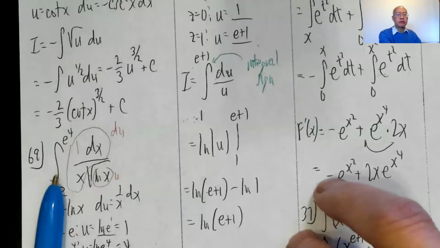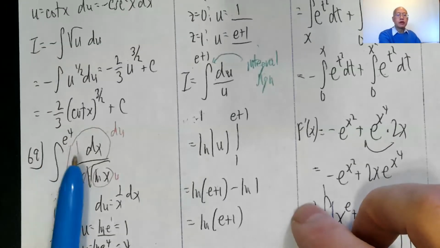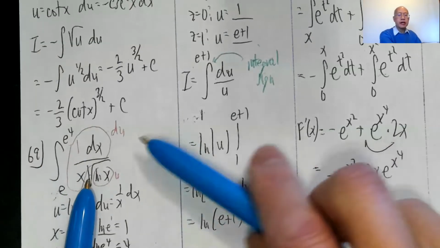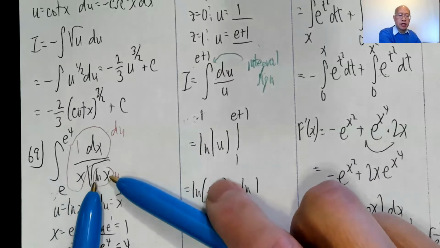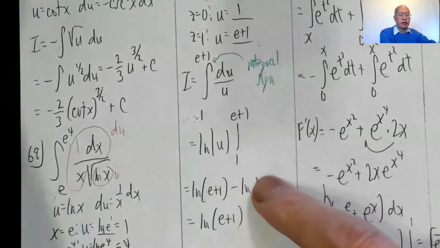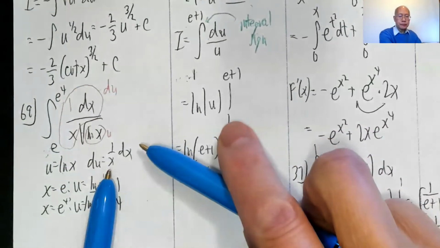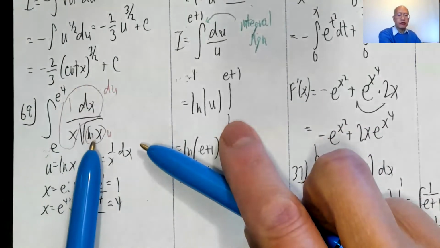69 is a definite integral. So when I do the substitution, I'll change the limits also. Integral from e to the 4th, dx over x radical ln x. I recognize that the derivative of ln x is 1 over x. The one I snuck in, you can put it or not. So u equals ln x, du is 1 over x dx. This is du, it's going to be over radical u.